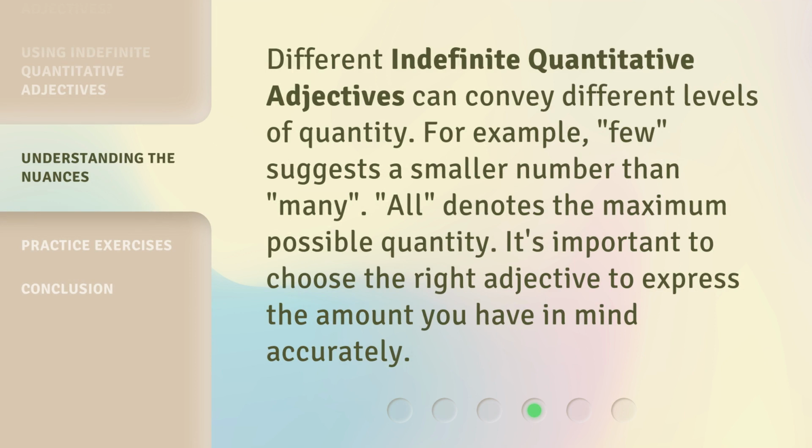Different indefinite quantitative adjectives can convey different levels of quantity. For example, few suggests a smaller number than many. All denotes the maximum possible quantity. It's important to choose the right adjective to express the amount you have in mind accurately.